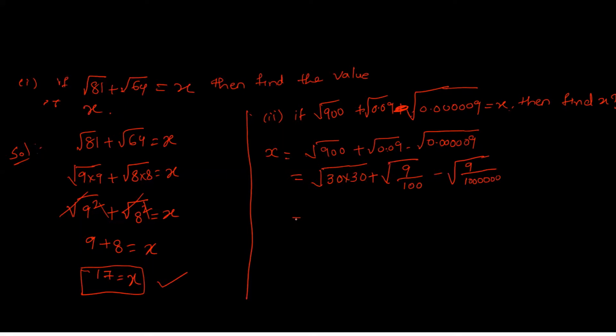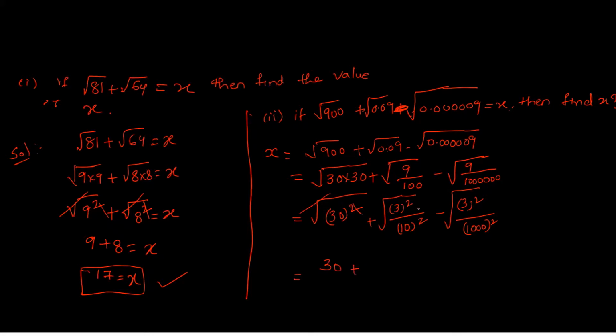Okay. Next step, we can write it as 30 squared, plus 9 as 3 squared, and 100 as 10 squared, minus 9 as 3 squared over 6 zeros, which we can write as 1000 squared. The square root will get cancelled. 30 plus, if we cancel the squares here, we'll get 3 by 10 minus 3 by 1000.